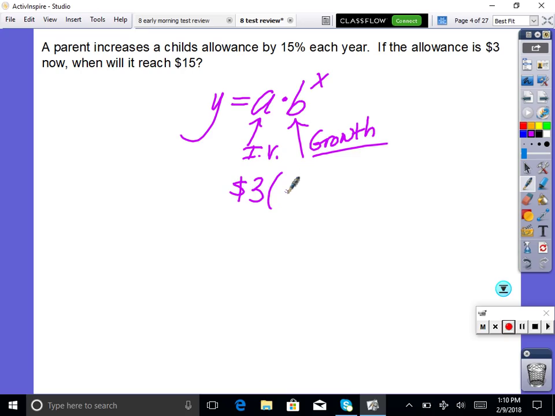That's how much the parent is paying their kid for their allowance right now. It's increasing by... Now remember with our rate, sorry, I got interrupted there.